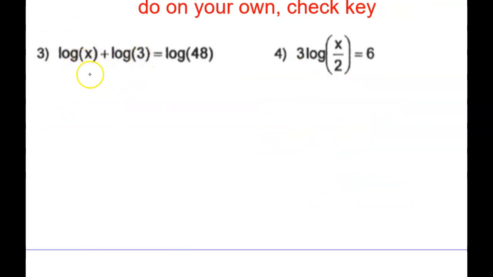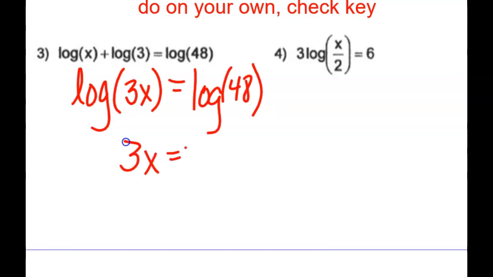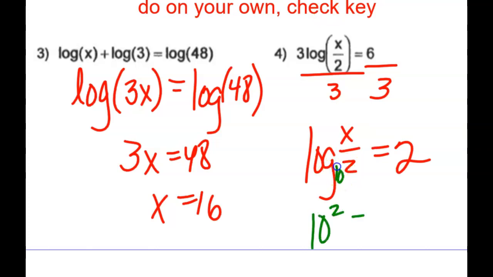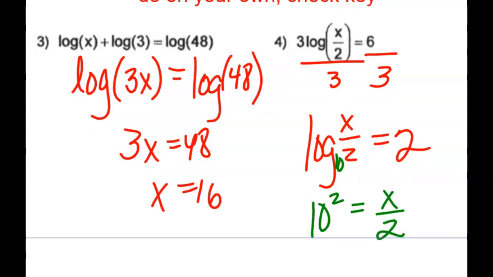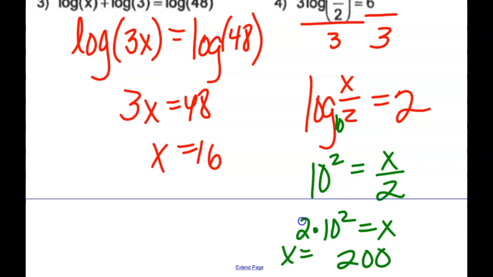Okay, this one plus means what? Okay. So this is an x times a 3 or a 3x, and then this side has a log, so we can just say, yes, so we get 16. Did you get that one right? Yeah. We divide by 3 here, we get log of x over 2 equals 2. What power is this one? This is a base 10, so 10 squared equals x over 2. That's 100, and how do we get rid of a divide 2? So 2 times 10 squared would be 200. Did you get that? Okay.